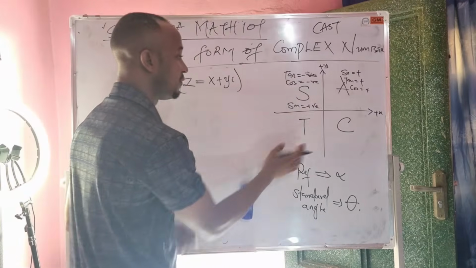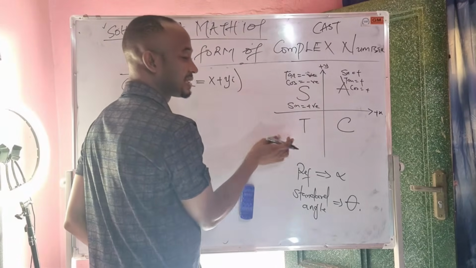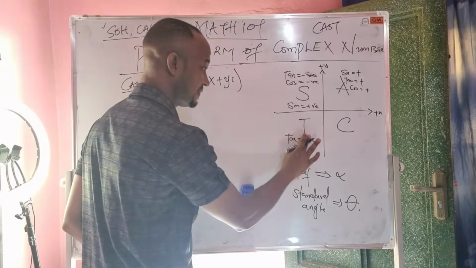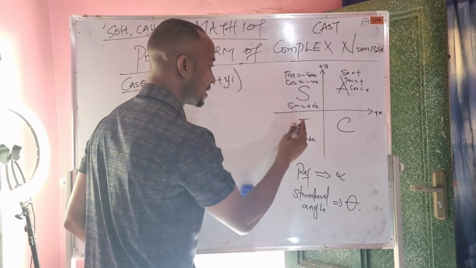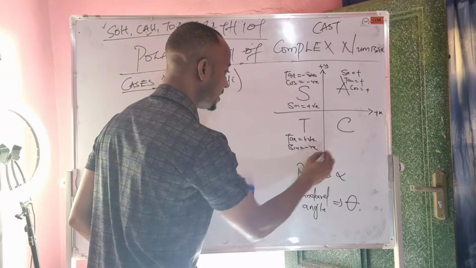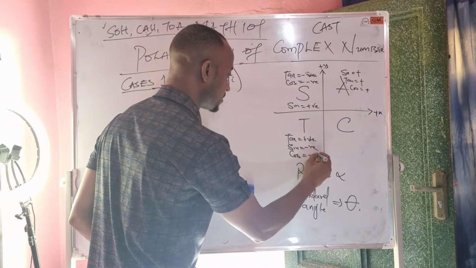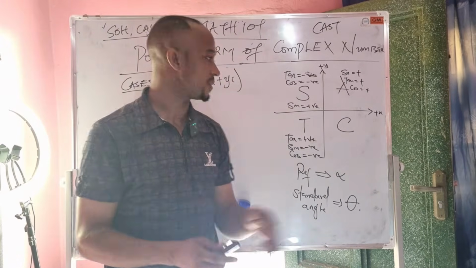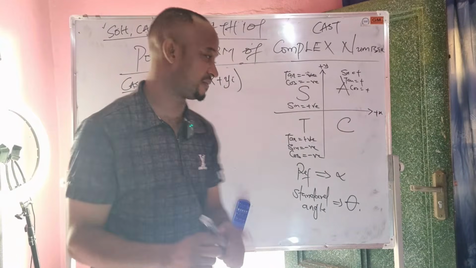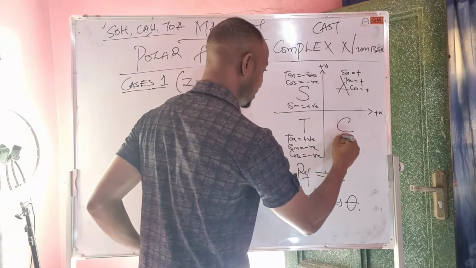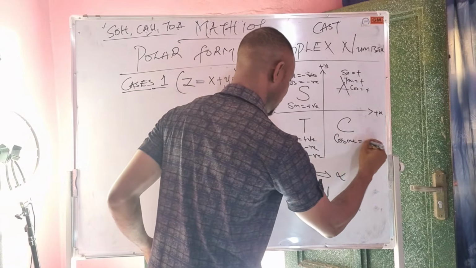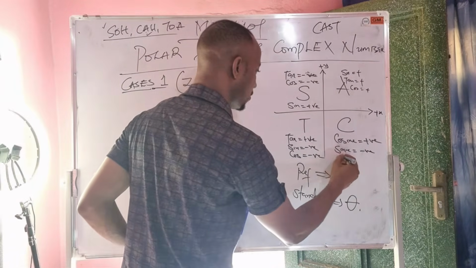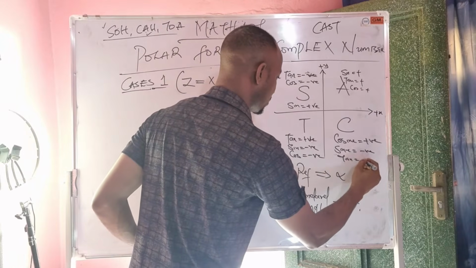For the third quadrant, T means tan. It means that only tangent, tan, is positive. Are you following? Tan is positive. That means that my sine is negative, and our cosine is negative. For C, you can tell me what C represents, right? C means cosine. And that means that only cosine is positive. So, here only cosine is positive. Here sine is negative, while tan is also negative.